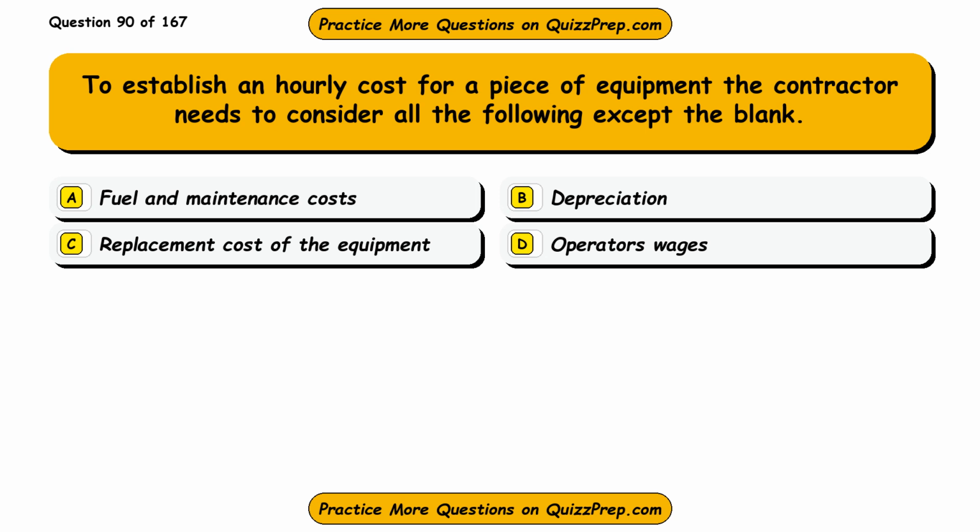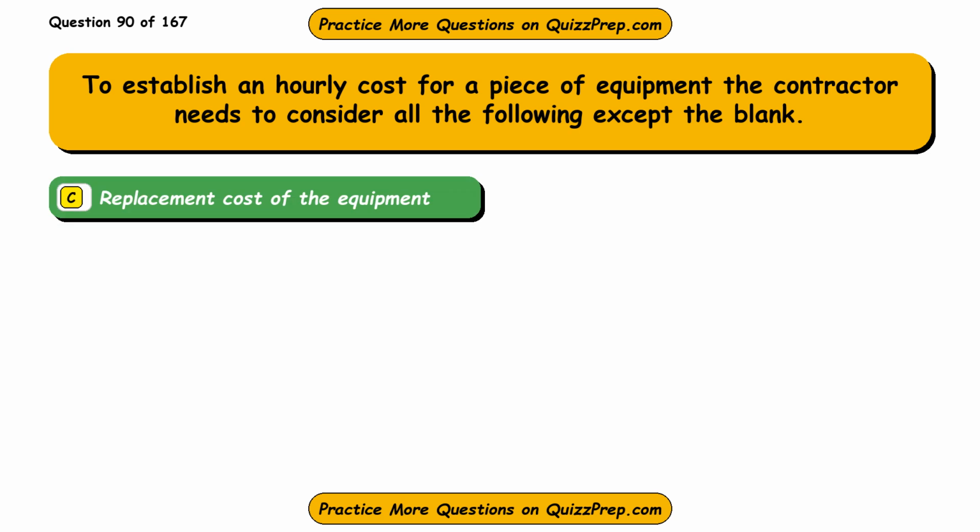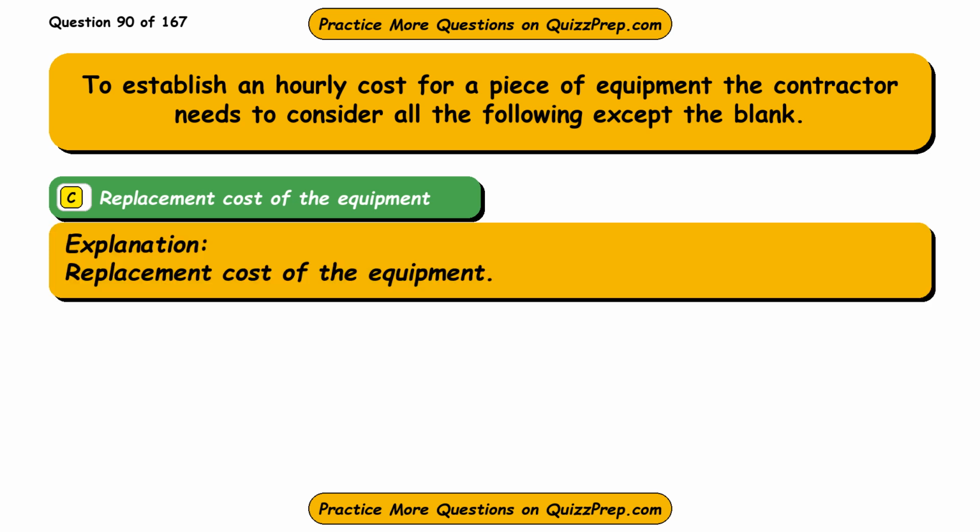the following except the blank. Option A, fuel and maintenance costs. Option B, depreciation. Option C, replacement cost of the equipment. Option D, operator's wages. The correct answer is option C, replacement cost of the equipment. Replacement cost of the equipment.